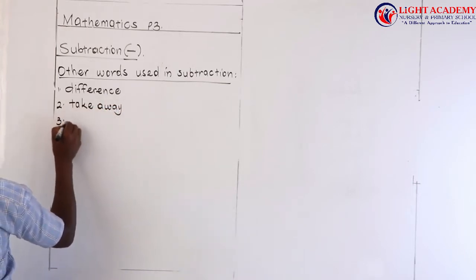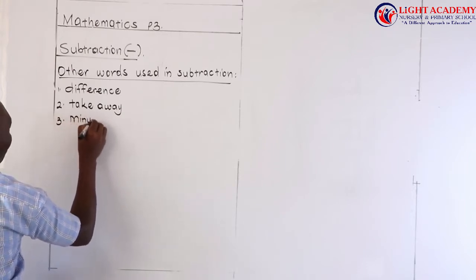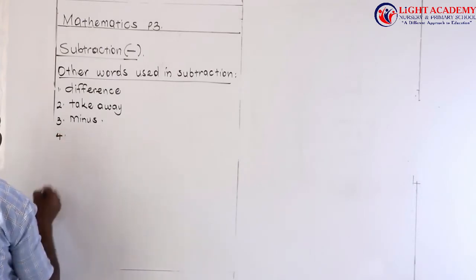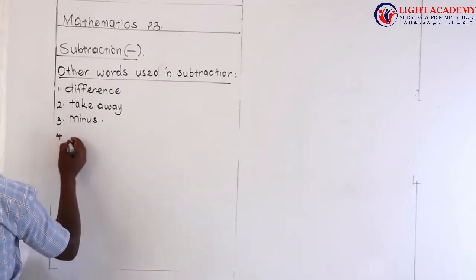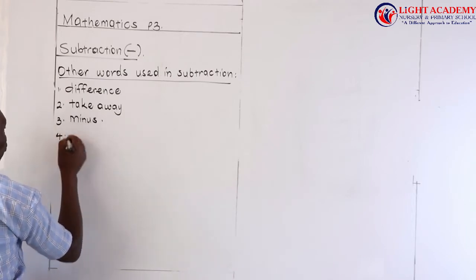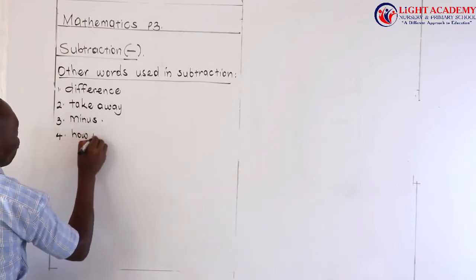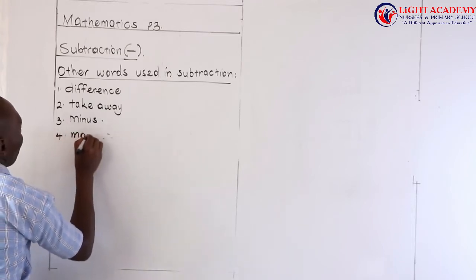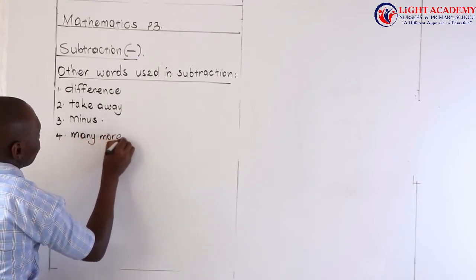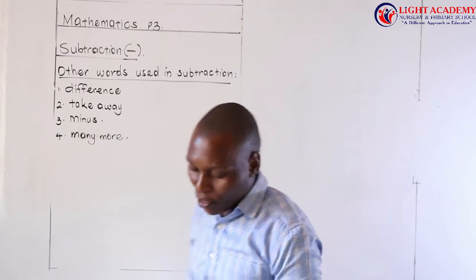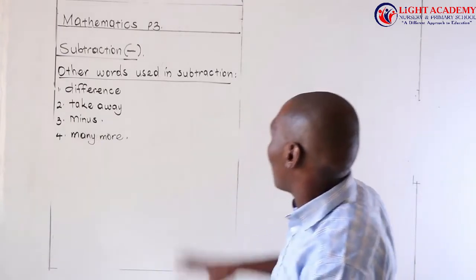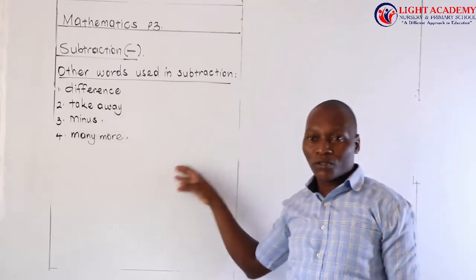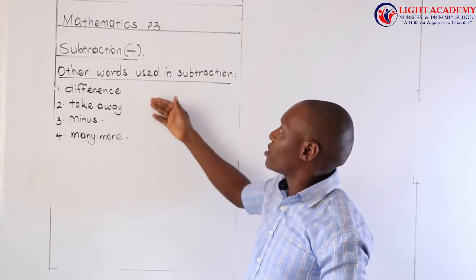There is another word which is minus. Then there is another word which is always used in some questions. They say, how many more? We can simply say many more. So our dear learners of P3, these words have the same meaning as subtraction. When we meet them in some questions of math, they are telling us to subtract.